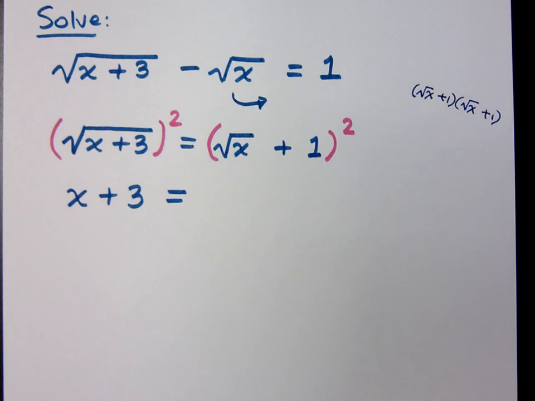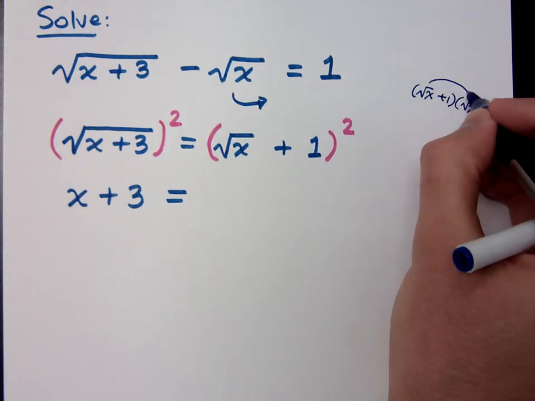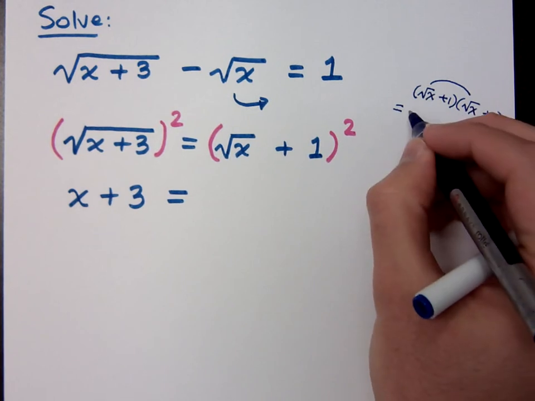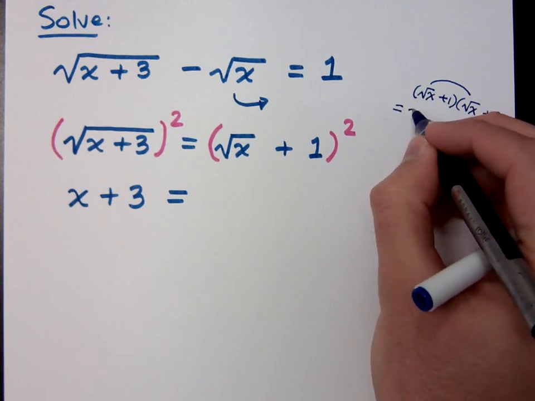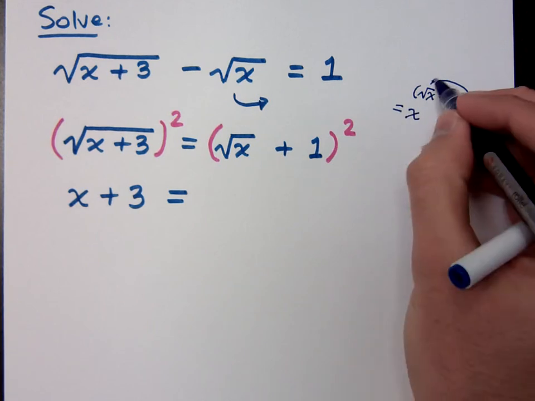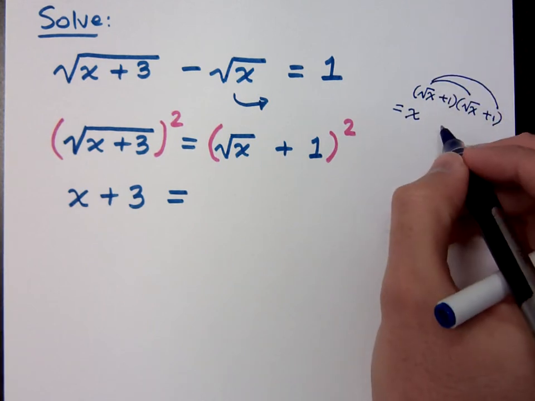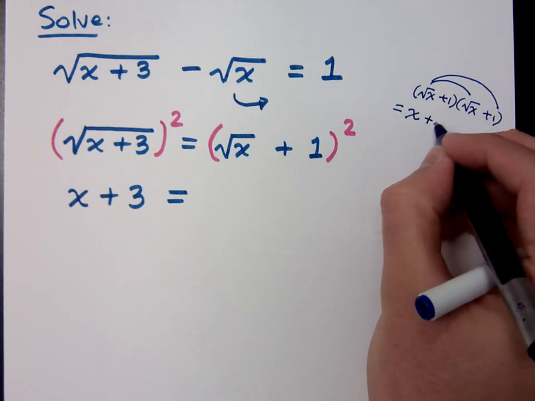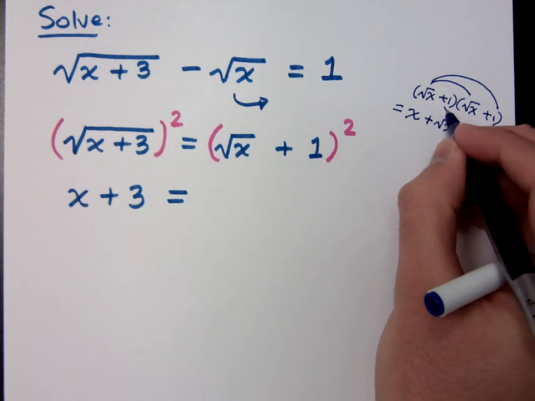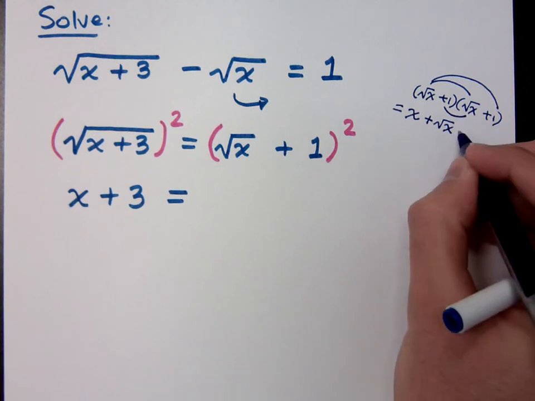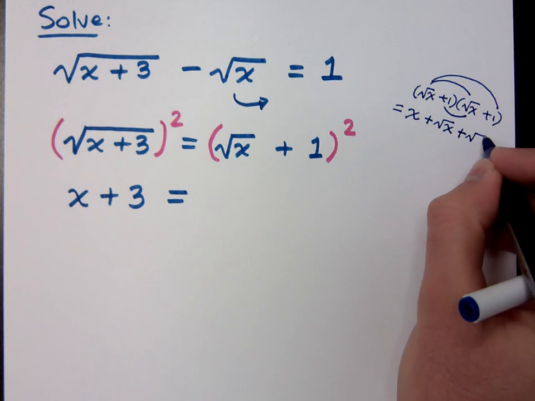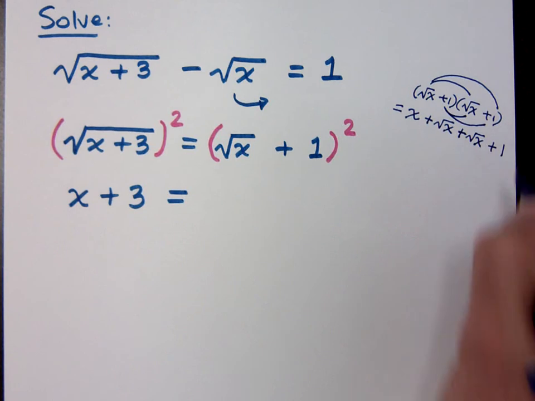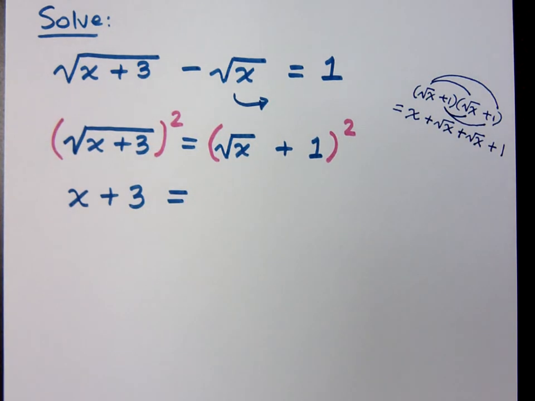If you FOIL this, what happens when you FOIL? The product of the first terms is what? Well, it's the square root of x squared, which would just be x. What's on the outside? 1 times the square root of x. It's just the square root of x. Okay, when you go inside here, what do you get? 1 times the square root of x is still the square root of x, right? Yeah. And what's 1 times 1? 1.